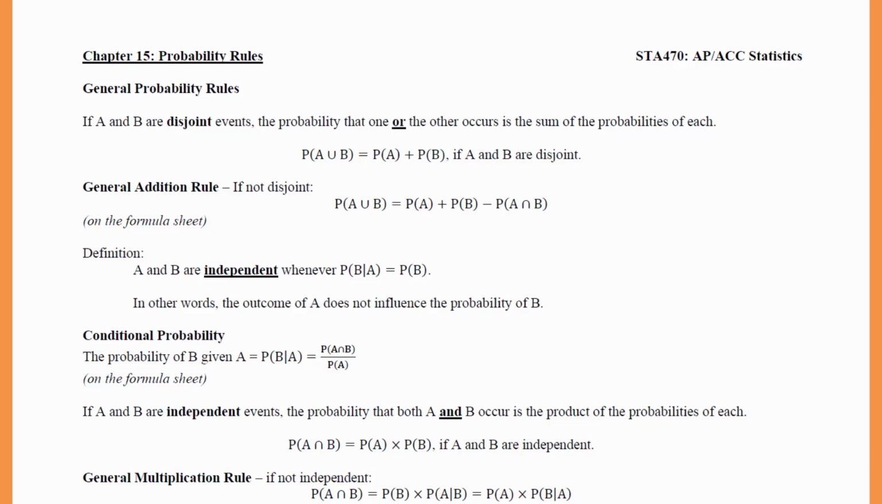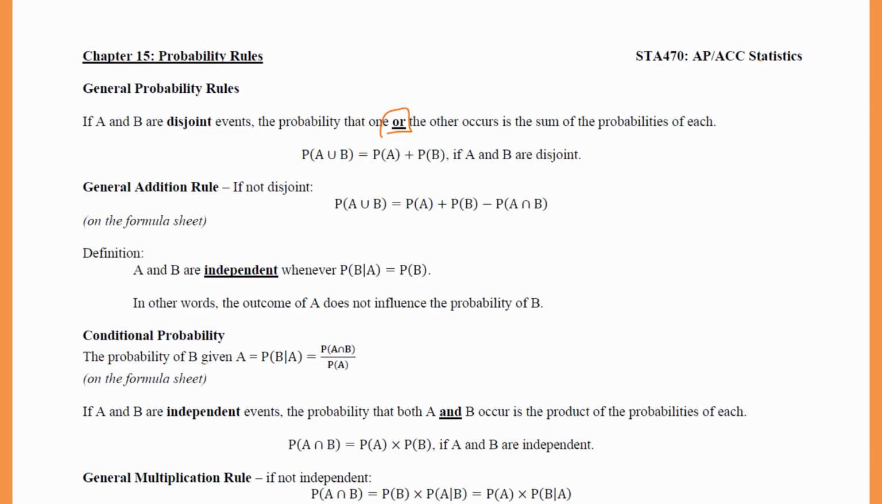In Chapter 15, we're learning about some probability rules. Remember, we had a rule about disjoint events in Chapter 14. If two events are disjoint, which means that they have no outcomes in common, they cannot both happen at the same time, then the probability that one or the other occurs is the sum of the probabilities of each one.